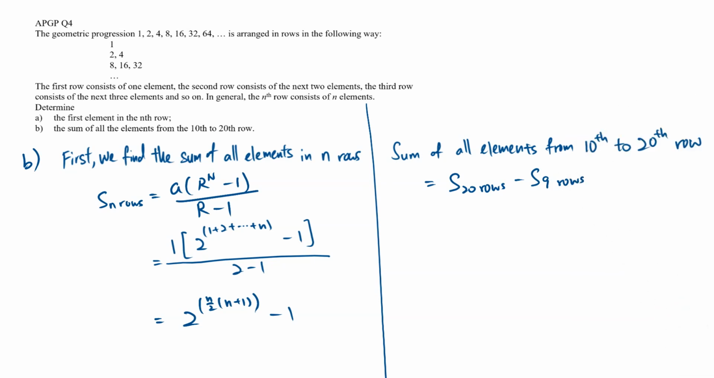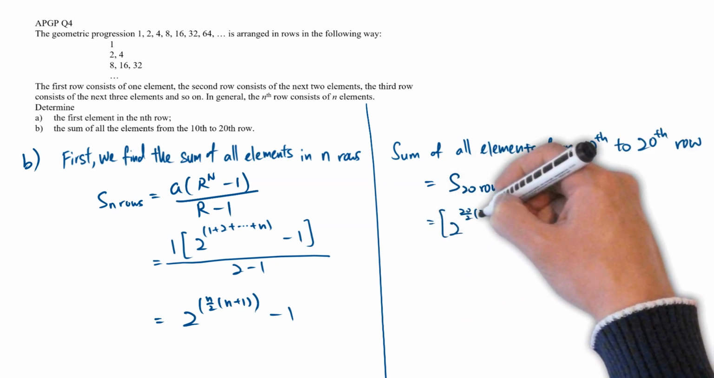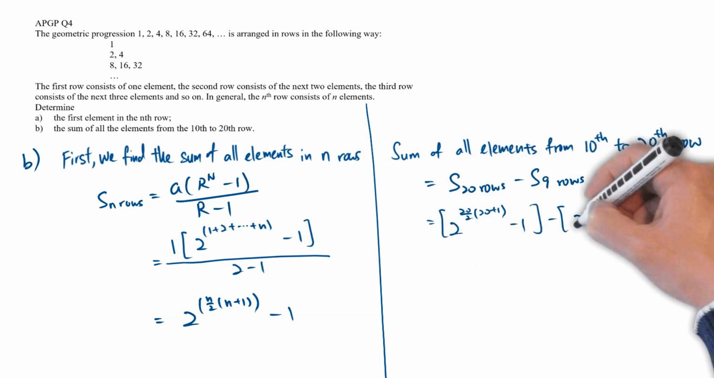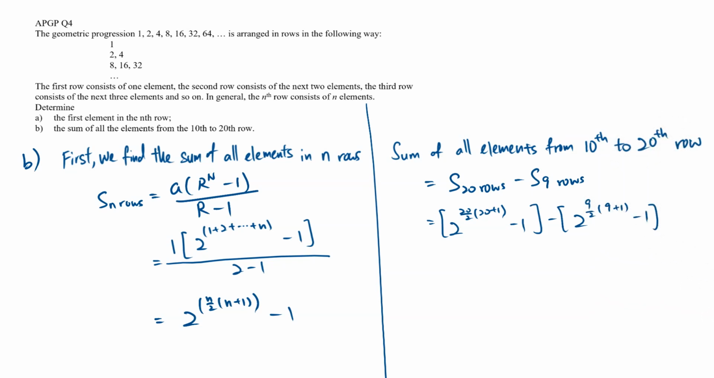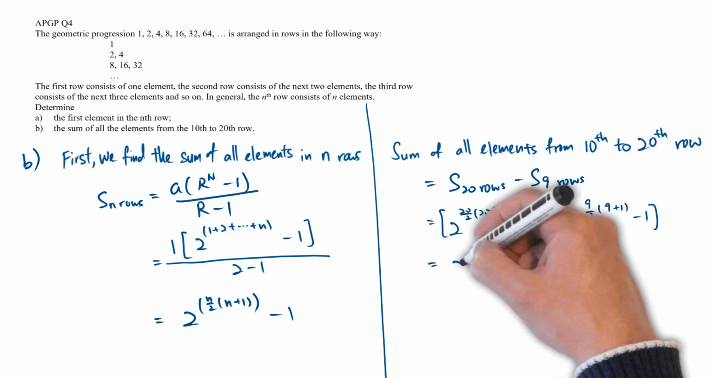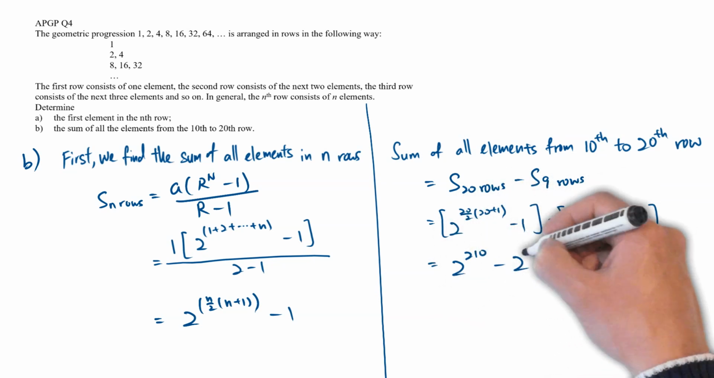Substituting n equals 20 and n equals 9 into our previously found formula, we can then simplify and reduce our sum of the elements from the 10th to the 20th row to be 2 to the power of 210 minus 2 to the power of 45.